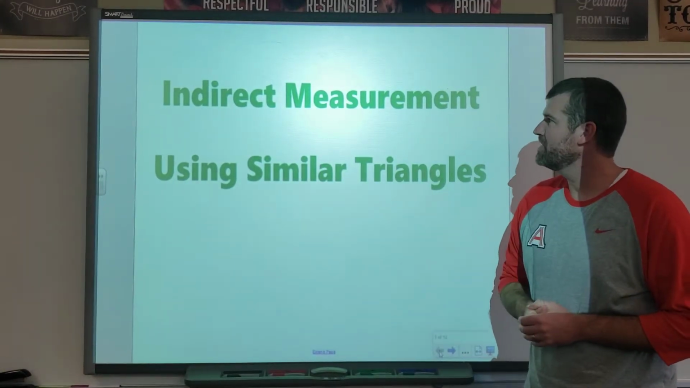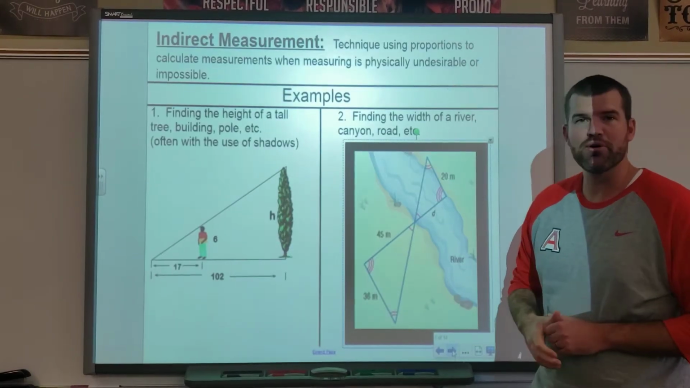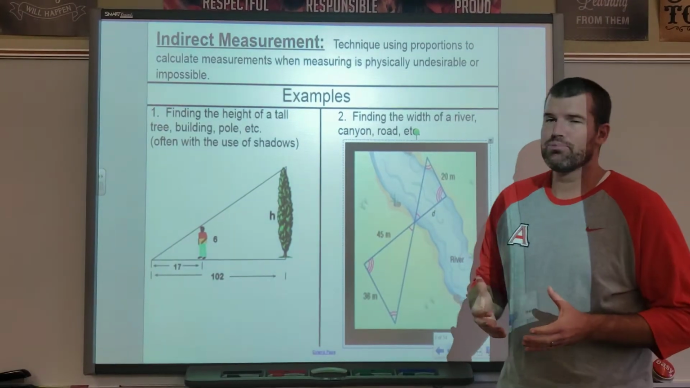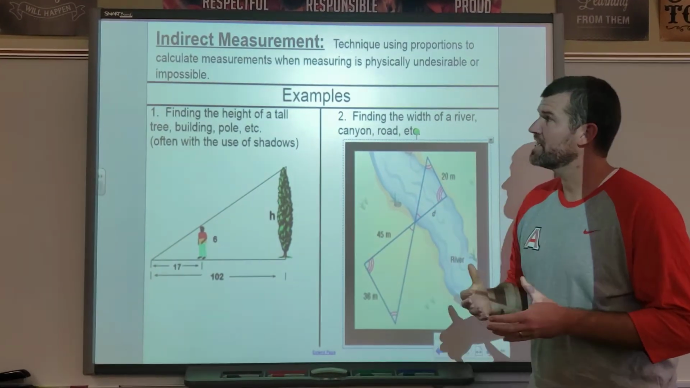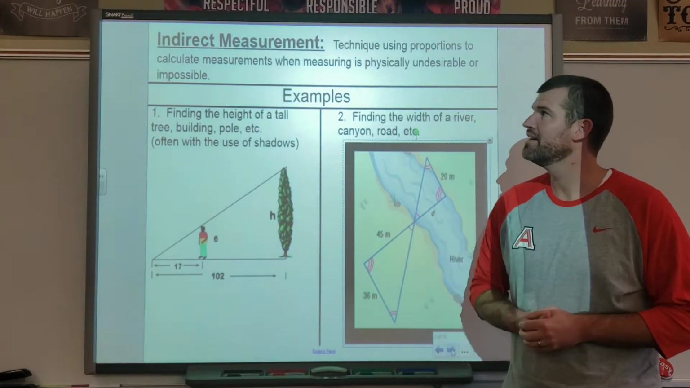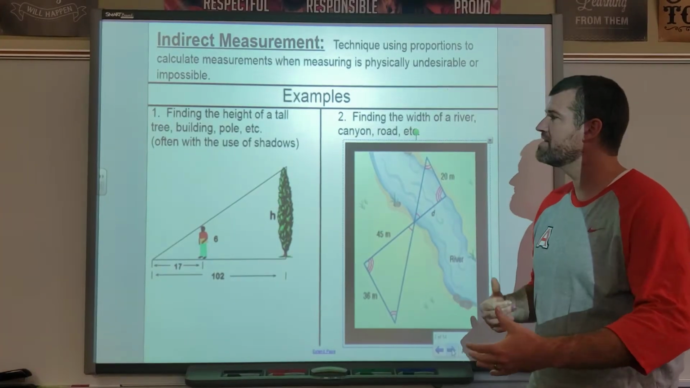Today we're going to talk about indirect measurement using similar triangles, similar to what we've been working on. Indirect measurement is a way that we can use proportions to calculate measurements that might be difficult for us to otherwise calculate. So we're going to indirectly find how tall something is or how wide something is.